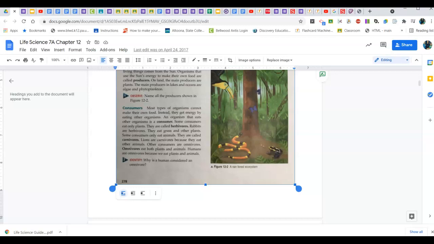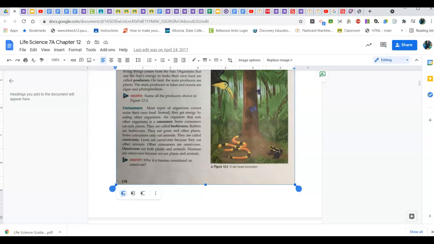Some consumers only eat animals. They are called carnivores. Lions are carnivores because they eat other animals. Other consumers are omnivores. Omnivores eat both plants and animals. Humans are omnivores because we eat both plants and animals.